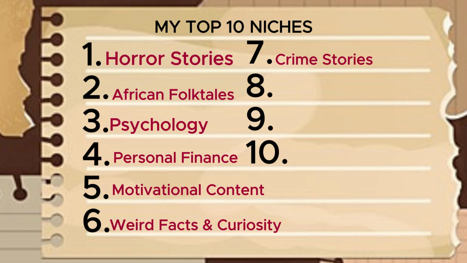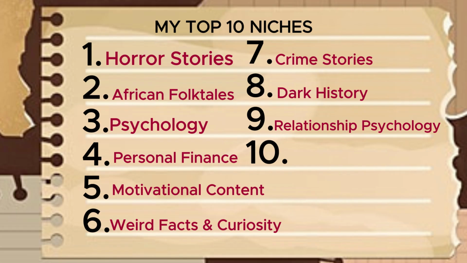Number 7 is true crime story. Number 8 is dark history and untold history. Number 9 is relationship psychology. And the last one, which is number 10, is science and technology. So you can select from any of these and you are good to go. So let's go to the next part of this video.